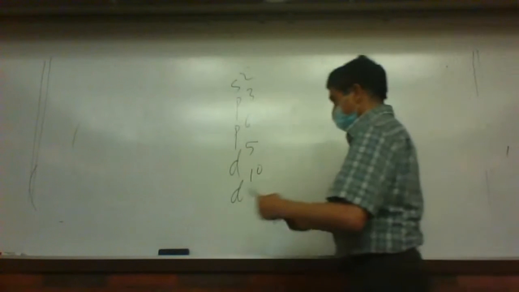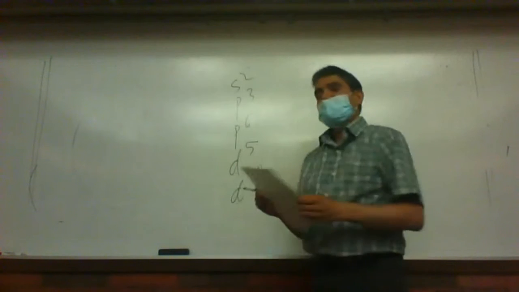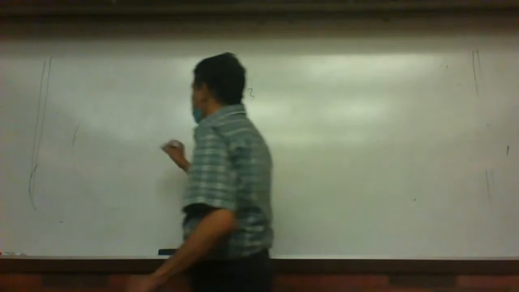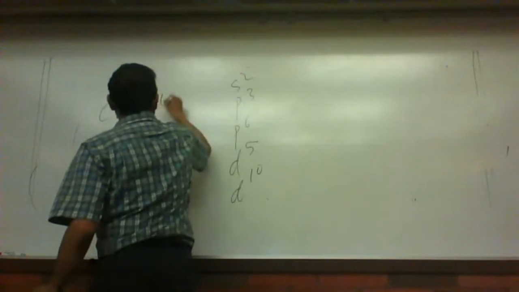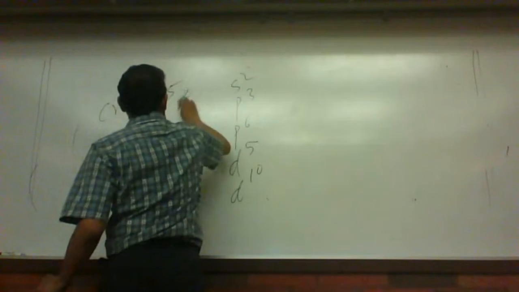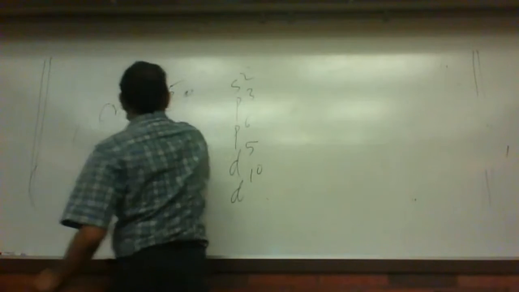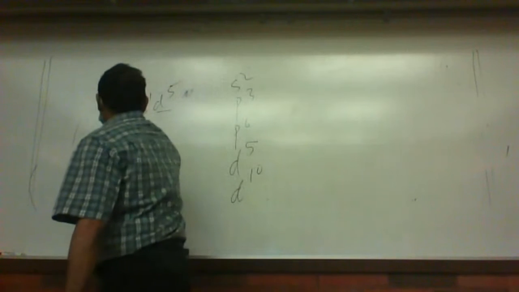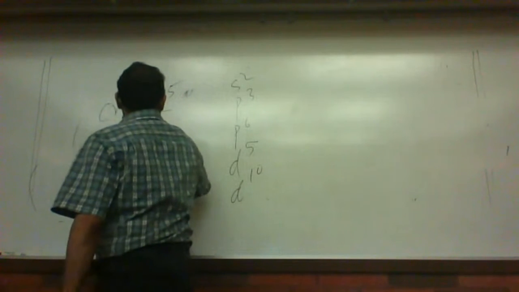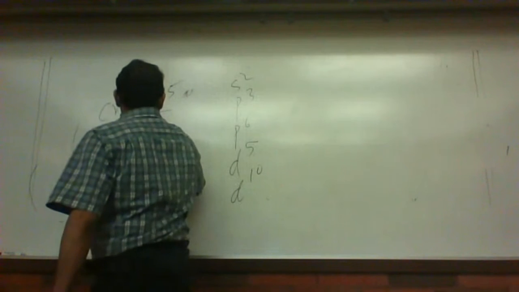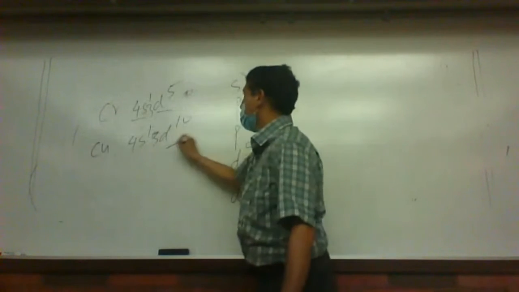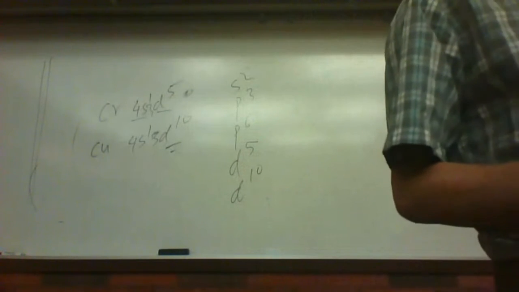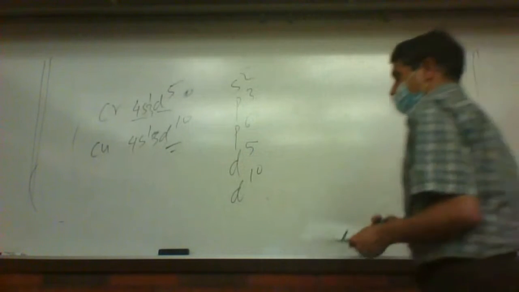So I think when I was teaching chromium and copper, I told you this concept, right? At the end of chromium, we were writing something like 4s1, 3d5. So it takes a lot of energy to remove this d5 electron. In copper, we were writing 4s1, 3d10. So it takes a lot of energy to remove the electron from this d10 orbital. Make sense? Because they are either half filled or fully filled. Good. So this is very important.